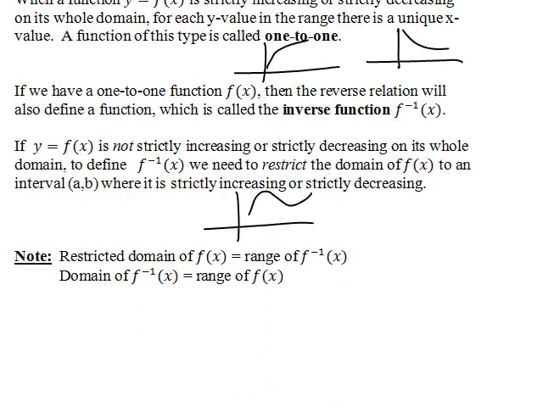One thing we can note, which can help ensure we do this in a consistent manner, is that the restricted domain of f of x, which will be the set of x values we can input into that, will be equal to the range of the inverse function. That is the set of y values that will be output by this inverse function, while the domain of the inverse function will be the range of the original function. So let's see how this works in practice in relation to an example.